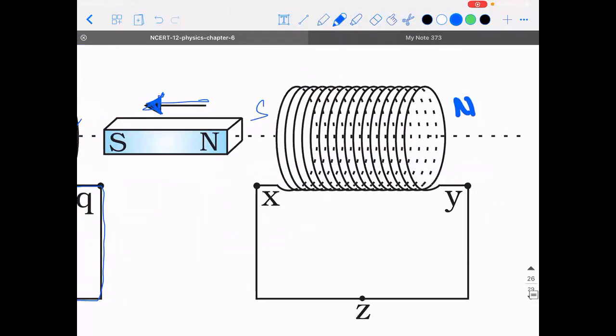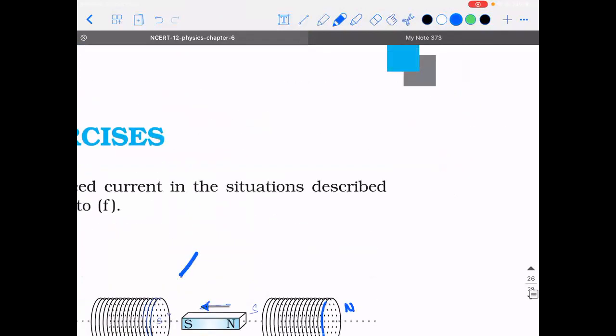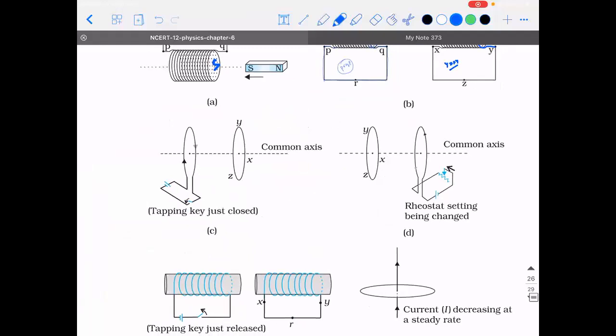So again, zoom and show. Anti-clockwise current will first come like this. It will flow like this. So it is YZ, YZXY. So it will be YZXY. Clear with this? Now try this.